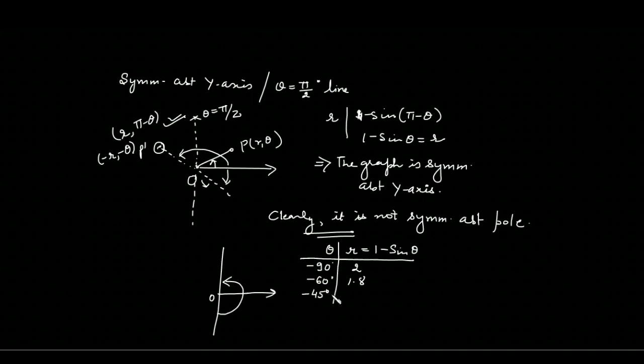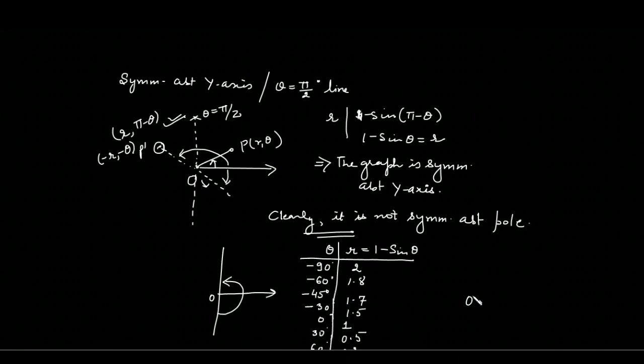At minus 45, it will be 1.7 approx. At minus 30, it will become 1.5. At 0, it will become 1. At 30, it will become 0.5. At 60, it will become 0.2. And at 90, it will become 0. So these are the corresponding values of r corresponding to these thetas.